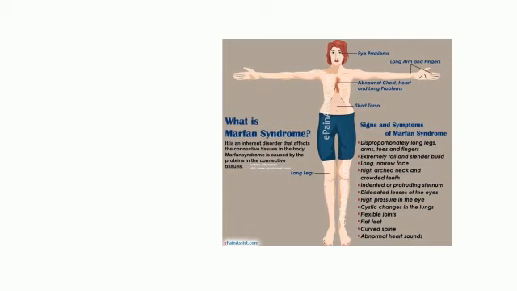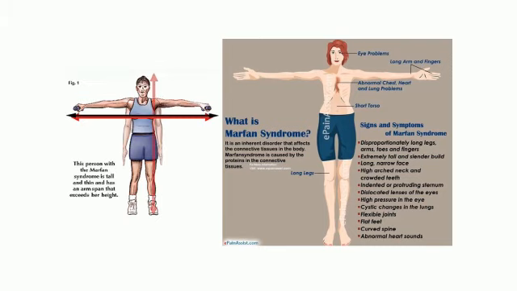One of the typical things that you can find in Marfan syndrome is that if you stretch both the arms, then this length will be more than the height of the person. That is another typical feature that you can find in Marfan syndrome. Okay, this is what I was telling. This length is more than the height of the person.